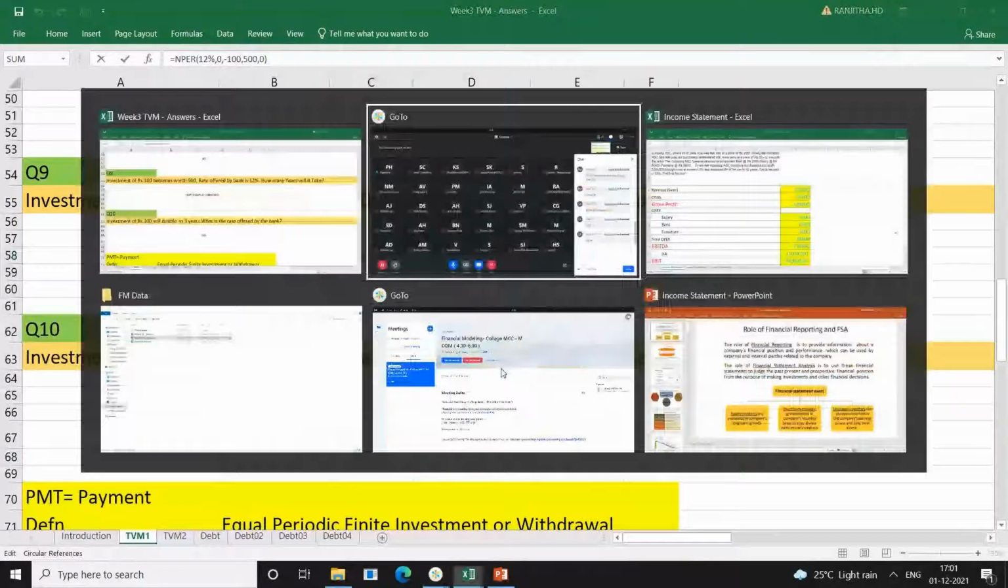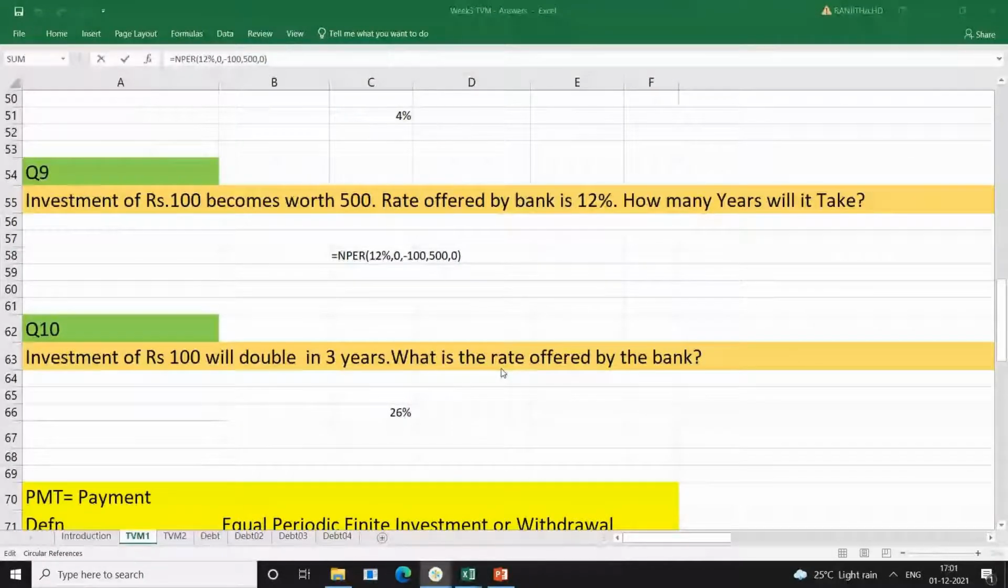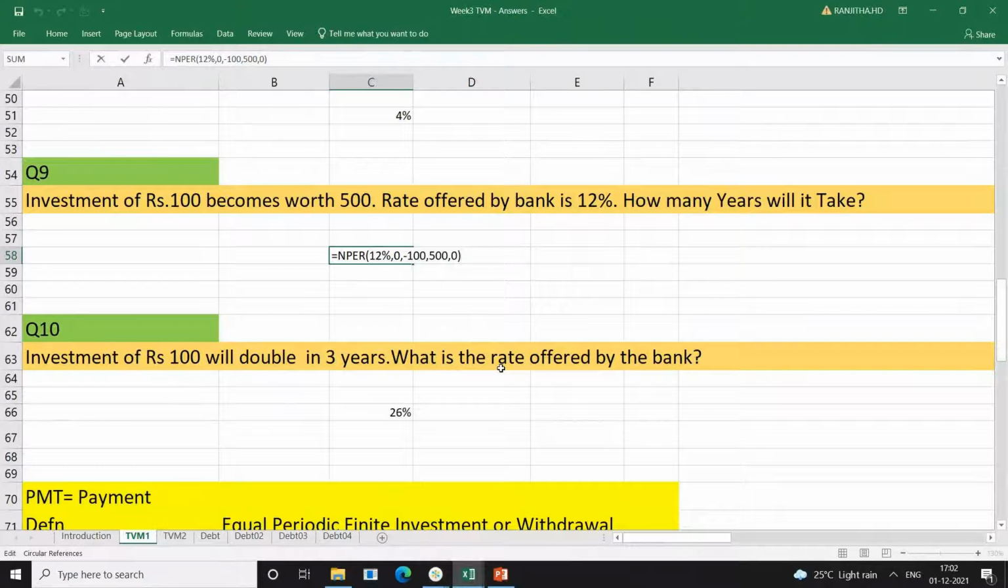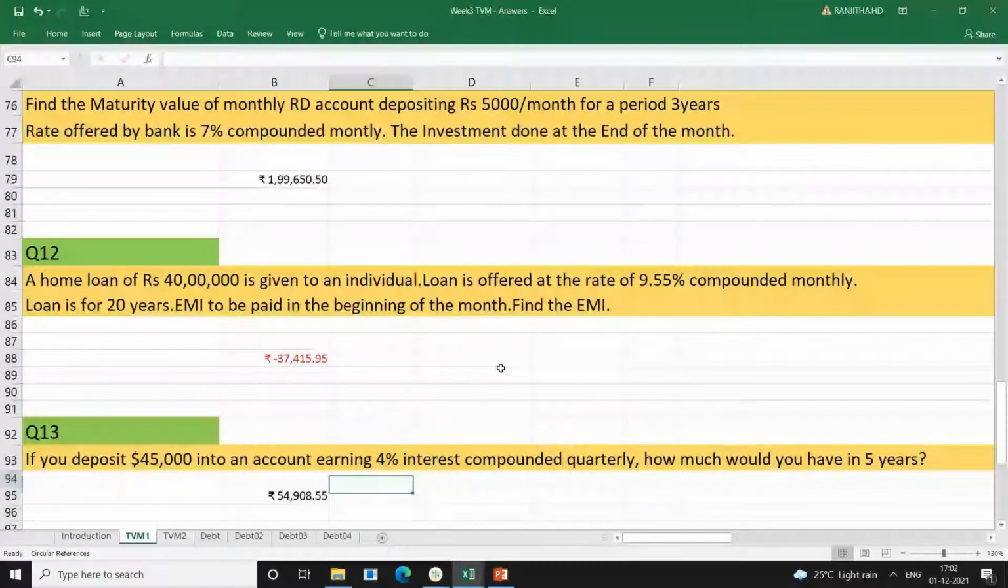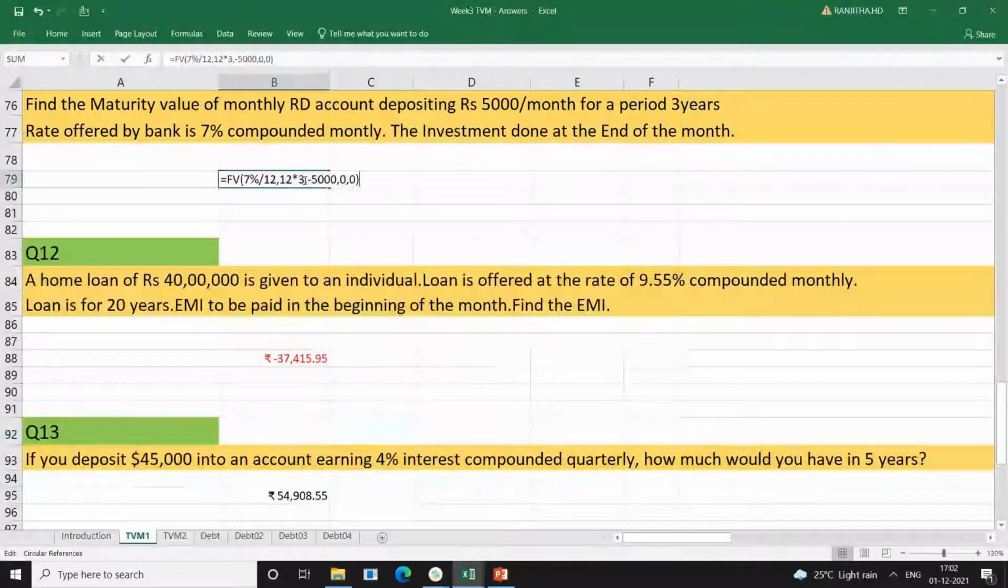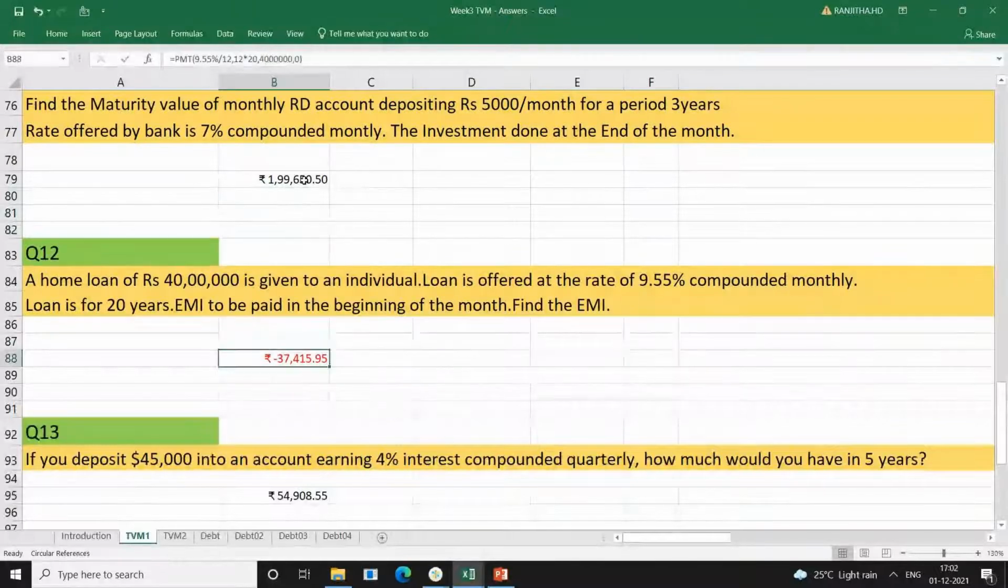No, that is not 26 percent. You are not finding rate, you are finding nper. Tenth is 26 percent. So 11th question, 12th. This is monthly, we are compounding. Here we are finding the payment amount.